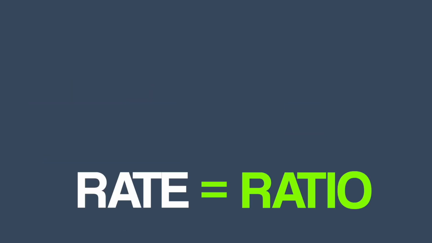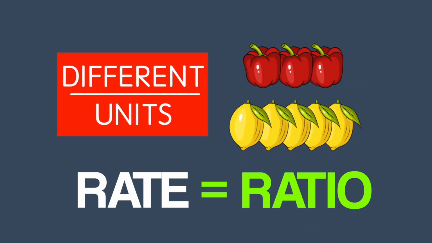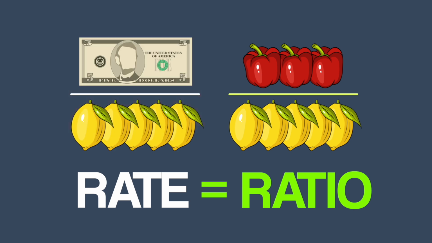What is a rate? A rate is the same as a ratio, but the difference is that a rate is a ratio that compares two quantities that have different units. A ratio always has the same units. As we've seen before, a ratio can be comparing vegetables to vegetables. A rate compares two different units, for example, dollars to vegetables.